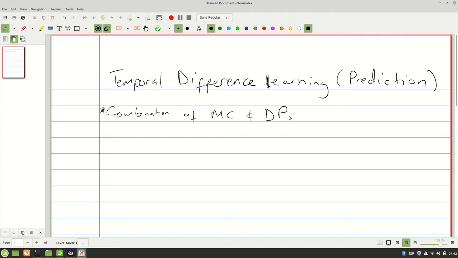In this video, we're just going to be looking at this algorithm for the prediction problem. And in future lectures, we'll start looking at it for the control problem and so on. So first of all, we're going to look at TD prediction.